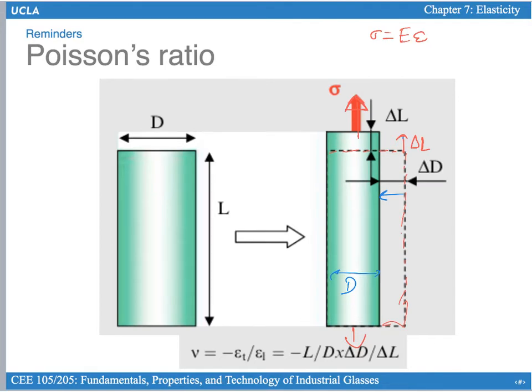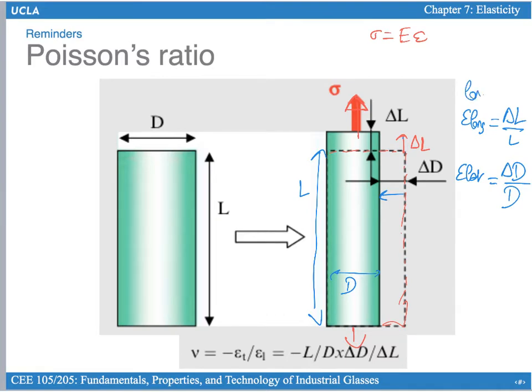So in that case, you have two kinds of strain. You have the longitudinal strain, which is defined as the relative elongation, the change of length delta L divided by the initial length L of the material. And you have the lateral strain, which is the change of the lateral dimension divided by the initial lateral dimension. This is what happens in the longitudinal direction, and this is what happens in the lateral dimension. So there is a relationship between those two deformations.